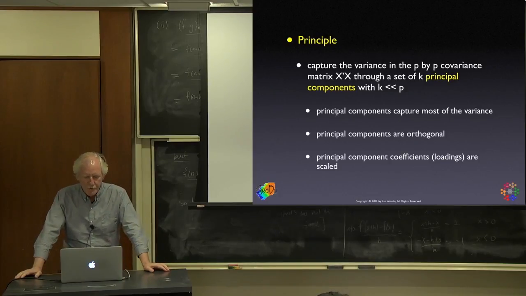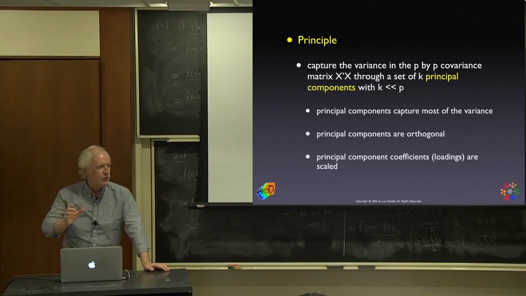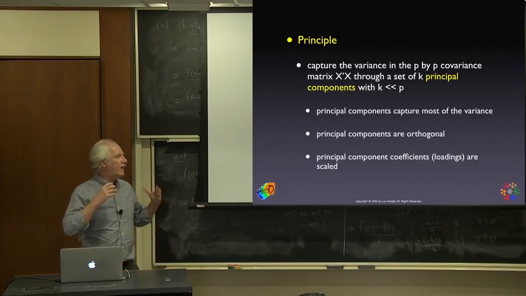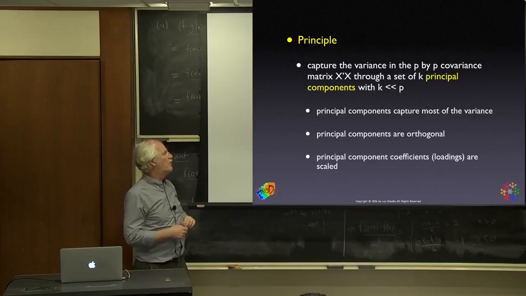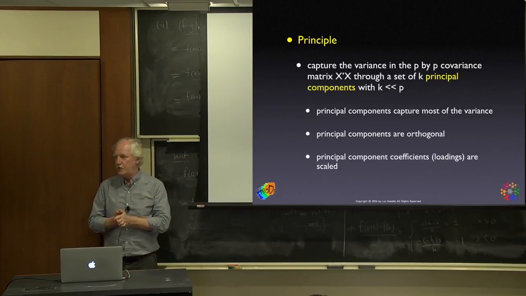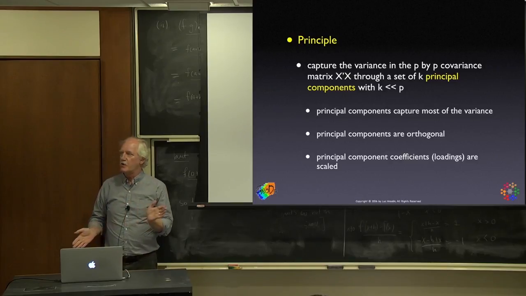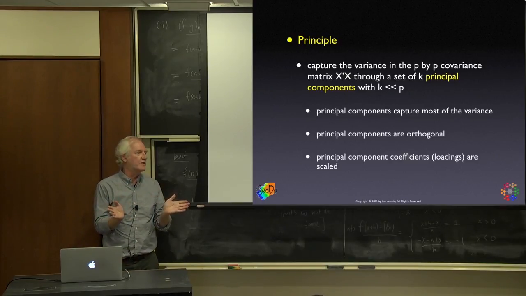So typically, you have many fewer than the original number of variables, and you want to pick those that capture most of the variance, most of the variability incorporated in this covariance matrix. And you want to do this in a way that is efficient, so you want those principal components to be orthogonal to each other. In other words, they're not correlated.